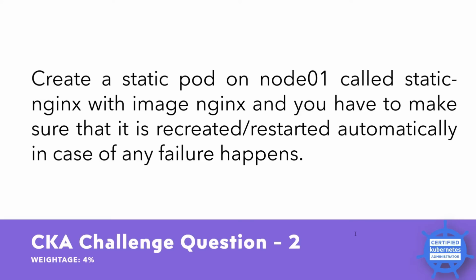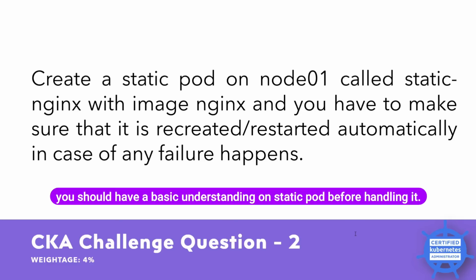This question is related to the Kubernetes platform and requires you to create a static pod named static-nginx on node01 of the Kubernetes cluster. The pod must use the nginx image as its container image. A static pod is a pod whose definition is created and managed directly on the node where it runs. It is not managed by the Kubernetes API server like regular pods. I hope you have an understanding of the static pod.